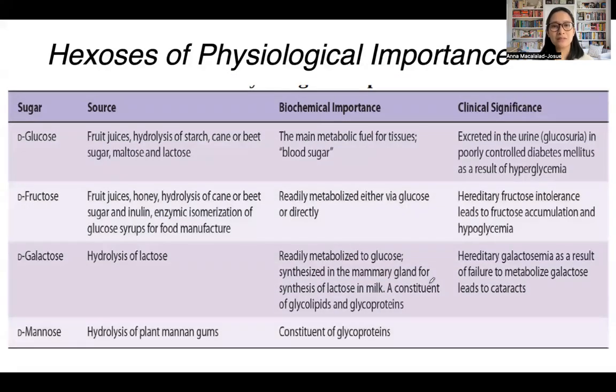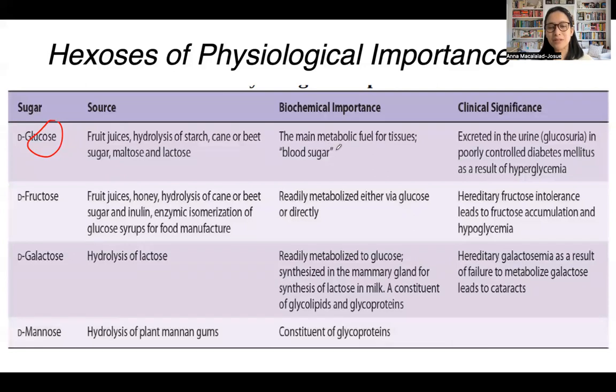Hexoses, on the other hand, that are of physiological importance. Of course, we talked a lot about glucose, as the most important carbohydrate that you should know. So its major source would be fruit juices, hydrolysis of starch when you eat carbohydrates such as your rice, your potato, cane or beet sugar, maltose, and lactose. Maltose and lactose are disaccharides. When you break them down, one of its components becomes glucose.